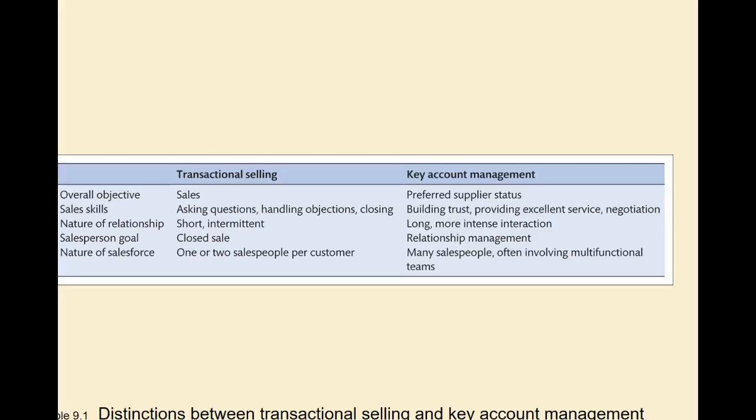negotiating. It's not going to be short transactions or intermediate. You're going to have a long, more intense interaction. For transactional selling, the salesperson's goal is basically to close the sale, whereas with key account management, you'd never really consider that you're ever closed, because you're going to be developing a relationship.